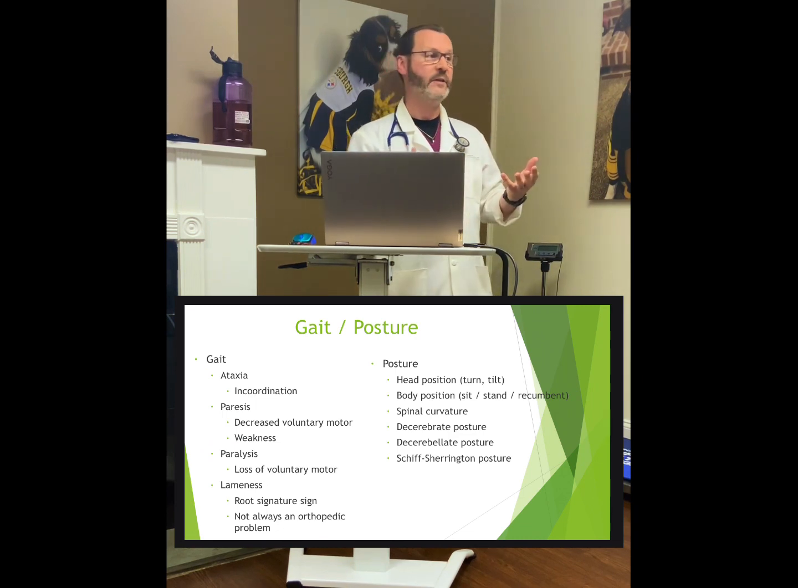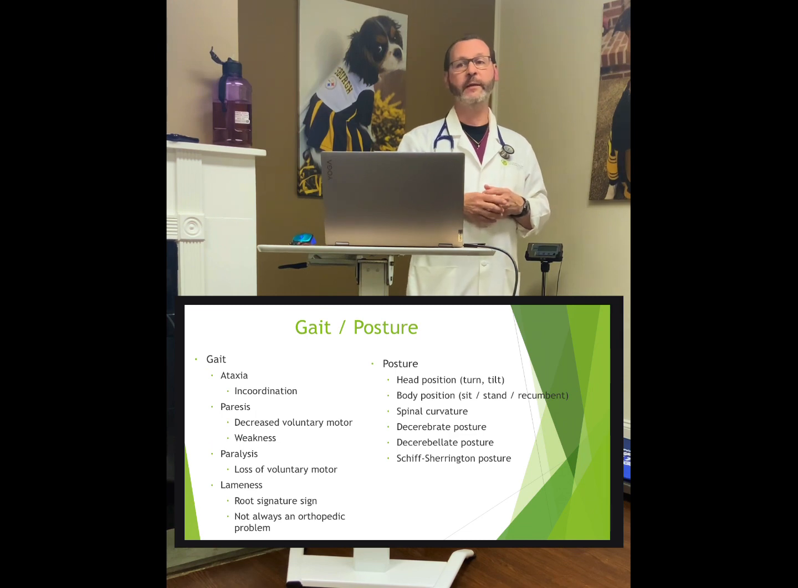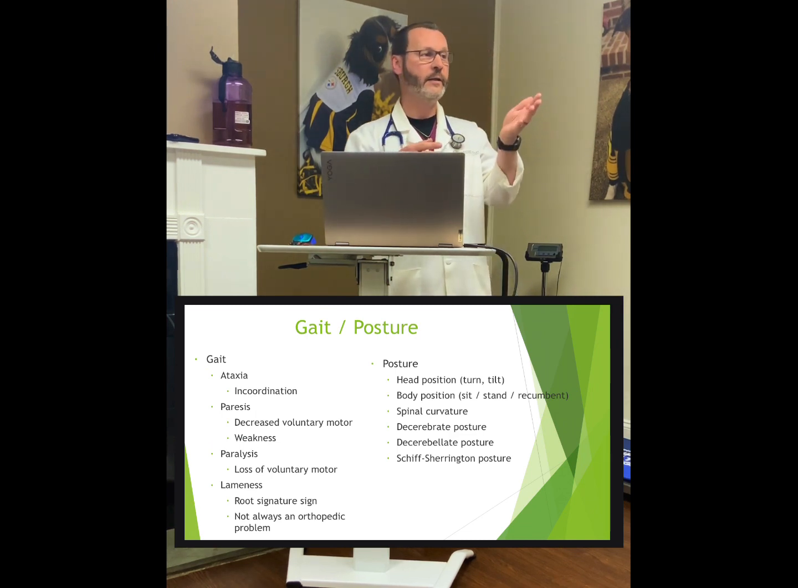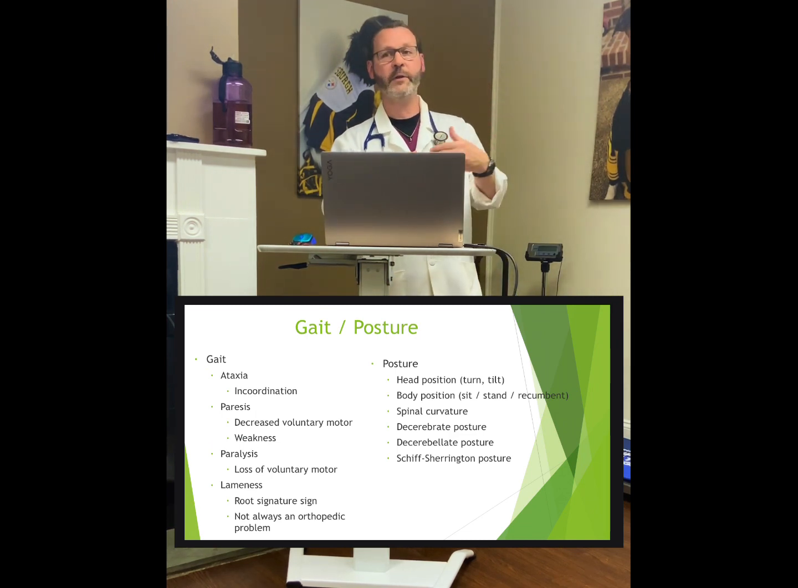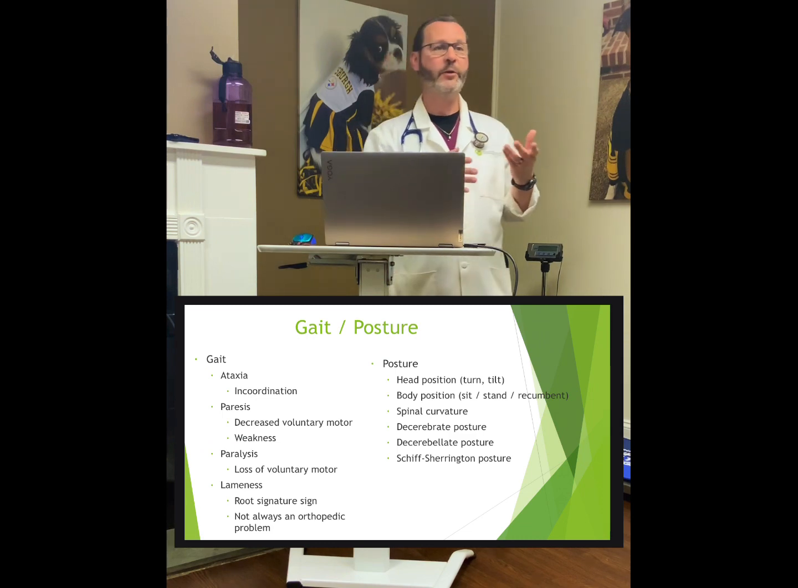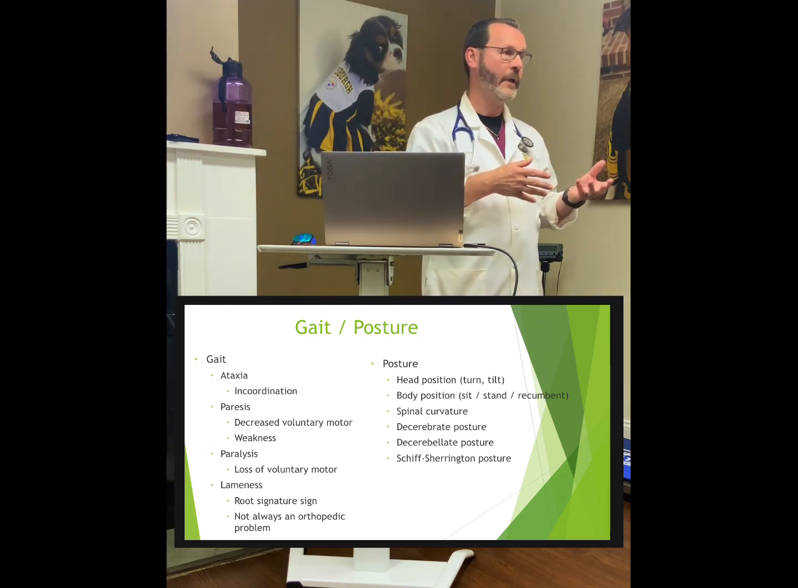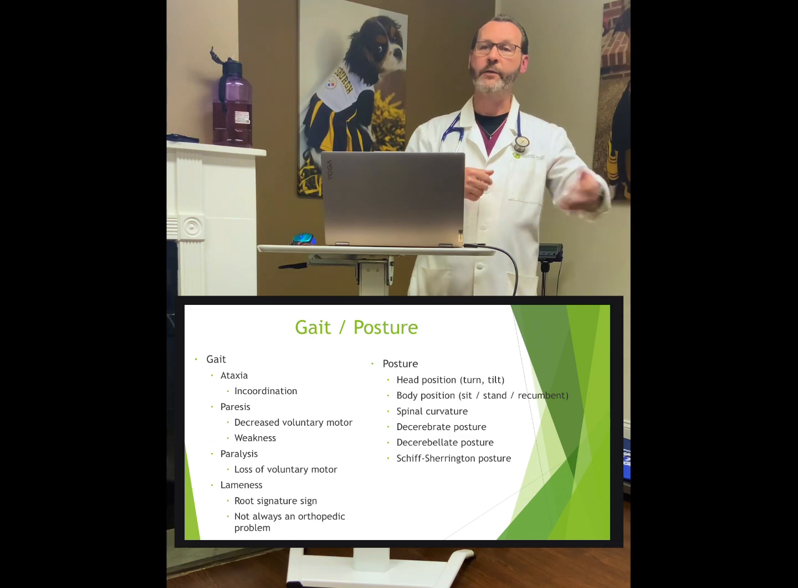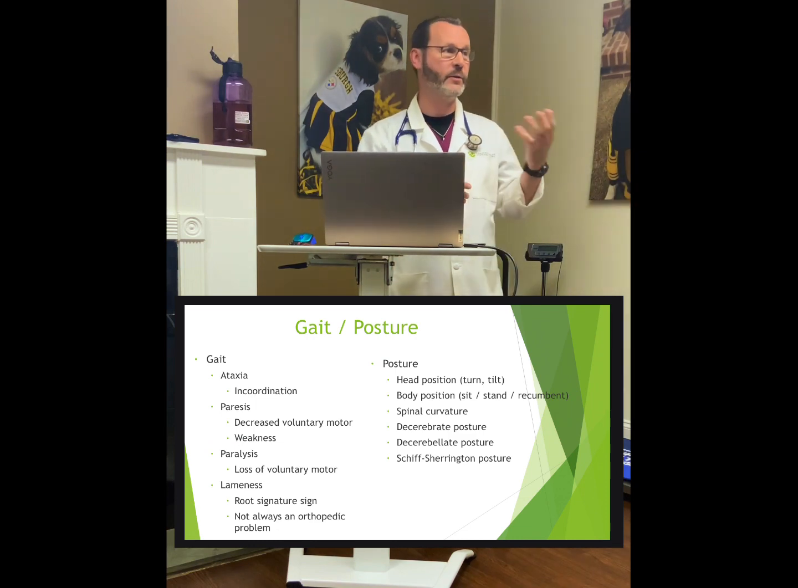Or is there a lameness? Lameness is not always an orthopedic lesion. If there is a lesion in some of the nerves to the brachial plexus or to the pelvic plexus, those can show up as primarily painful, and they'll be lame, and it's really a neurologic origin. So lameness is not always just an orthopedic lesion.